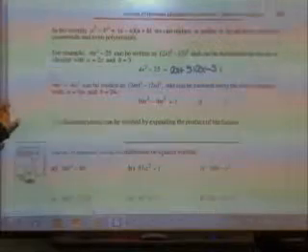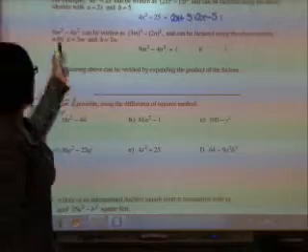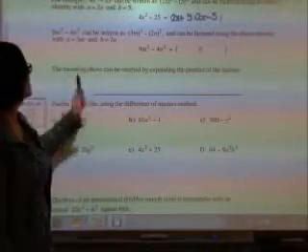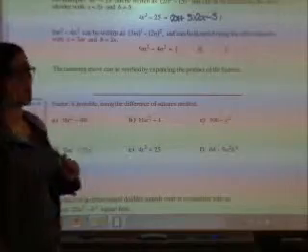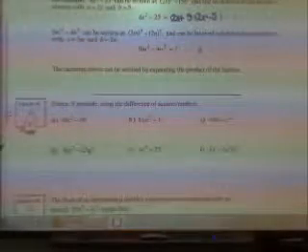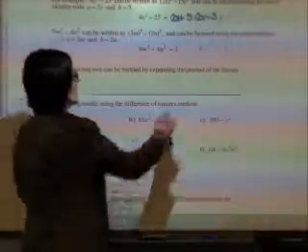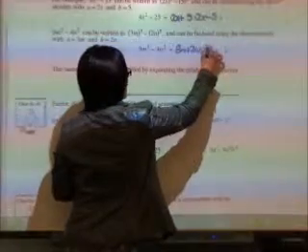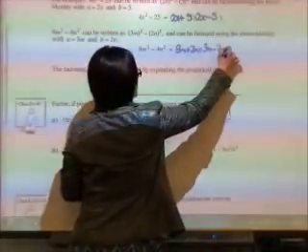Or 9m squared minus 4n squared. I could rewrite it. The square root of 9m squared is 3m. The square root of 4n squared is 2n. So again, I could factor this as 3m plus 2n and 3m minus 2n.